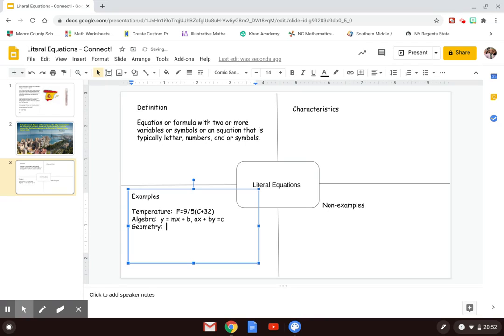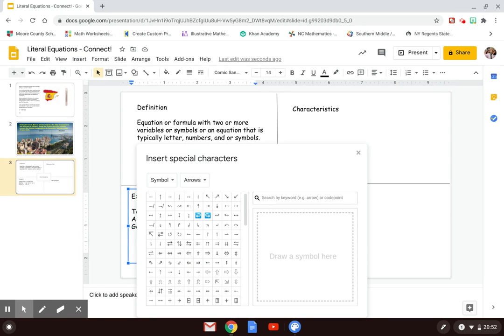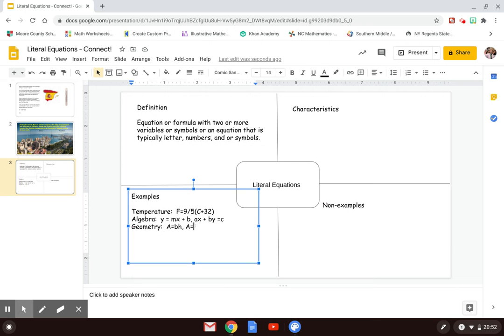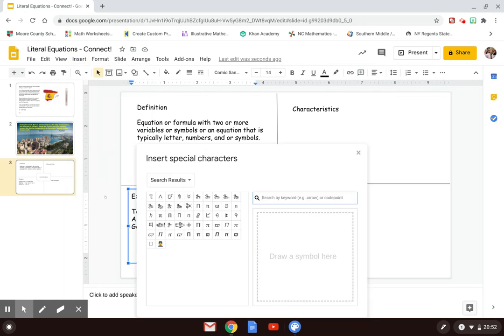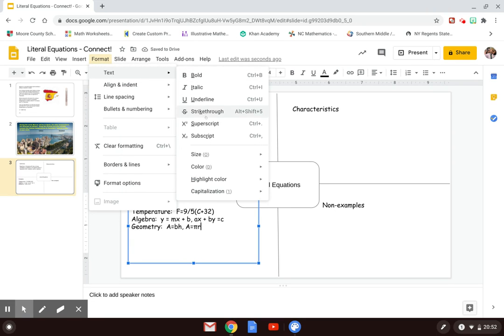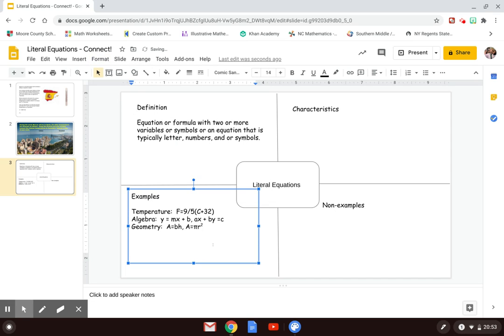Then we have geometry. So area equals bh, or base times height. Area equals, now up here we're going to go and get the mathematical symbol. So we're going to insert special character, and we're going to type pi. I didn't insert. Let me try it again. All right, so area equals pi r, and then we'll put the exponent. So area equals pi r squared, which is the area of a circle, which is something you learned last year, but that is a literal equation because it has letters and it has a mathematical symbol.